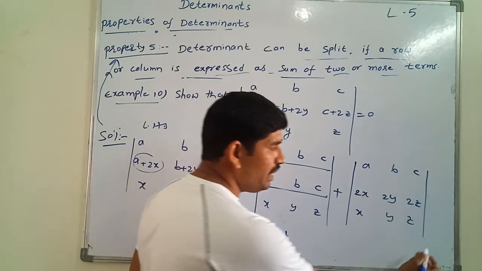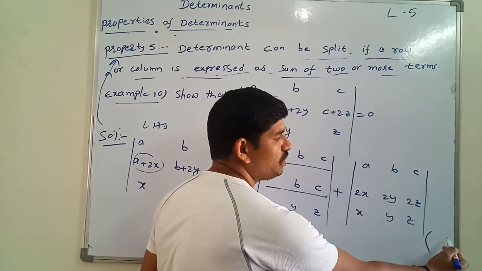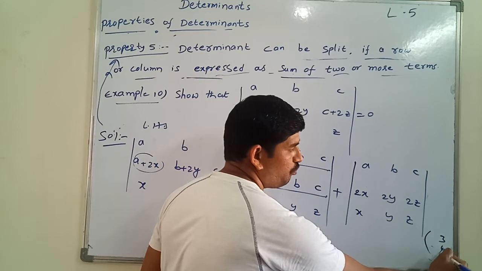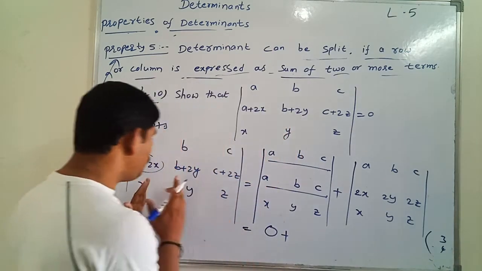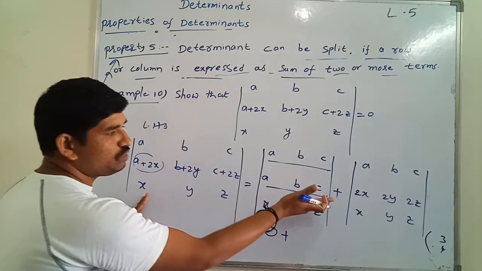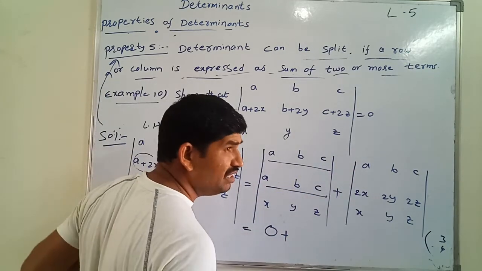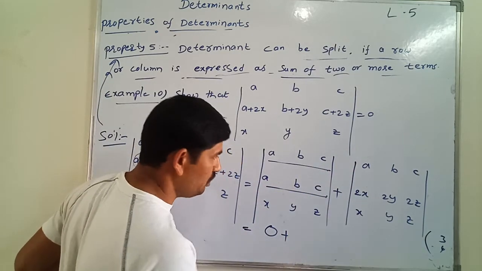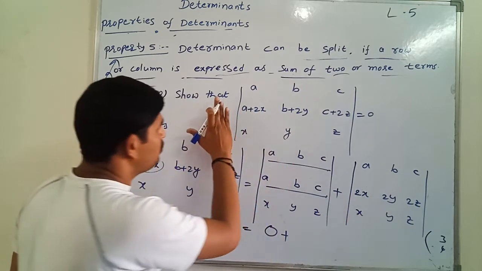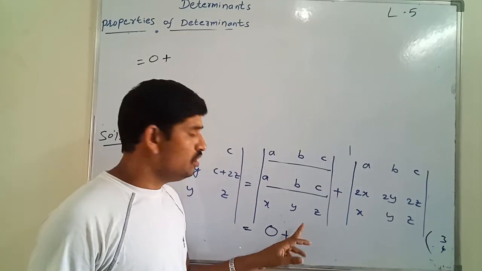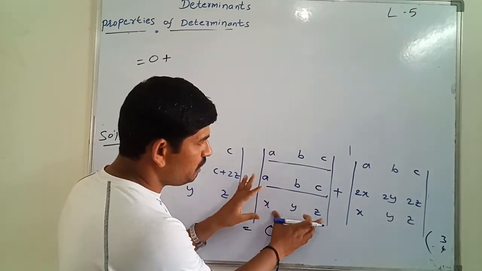So you have to write here: by using the third property, by using the fourth property, like this. Which property do we use to split this one? That is the fifth property. Again, you have to write by using the fifth property in the solution. See, I will rub this. Wait. This total part is 0.